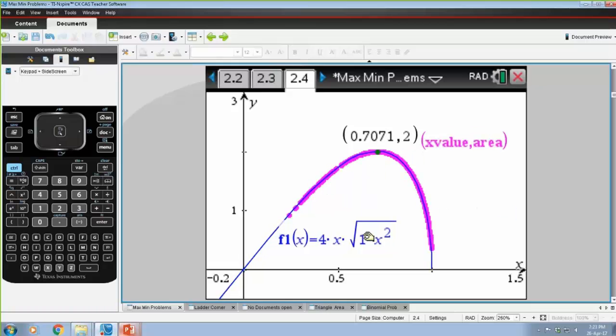Now, the circle this time is x squared plus y squared equals 1. So the area of that circle is pi r squared, and this is the circle of radius 1. The area of the rectangle is 4x times y. So y is root 1 minus x squared. So that function, again, lies on those scatter plot points that we've done.